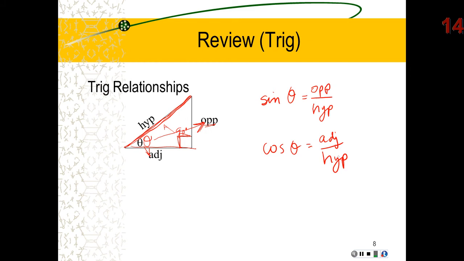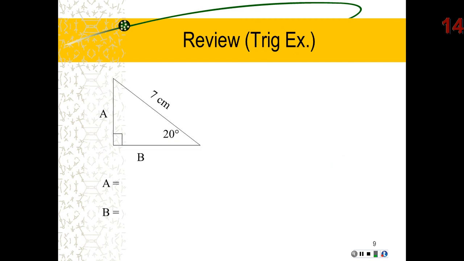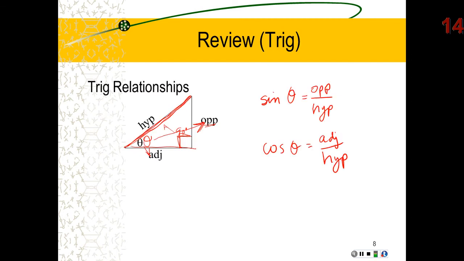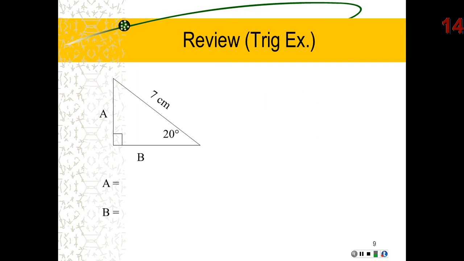So knowing any two of these pieces of information, if you know the angle, the hypotenuse, the opposite side, the adjacent side, and by those I mean length, then you can figure out the other pieces of information. So for example, if we go from our triangle there to another right triangle, our hypotenuse is 7 centimeters. We want to find out how long is A and how long is B?